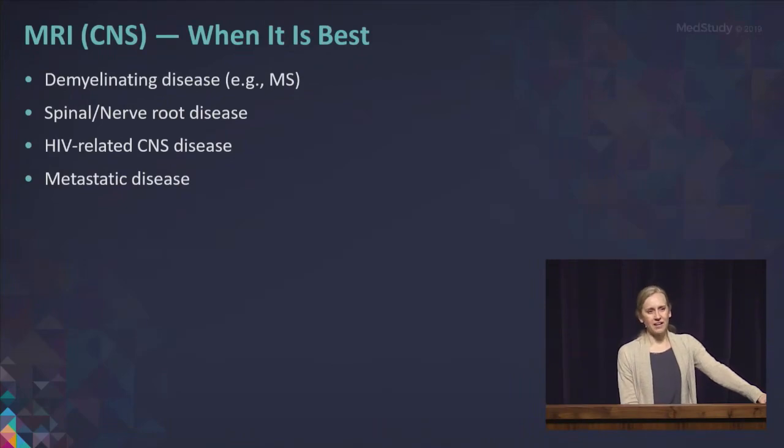But for an MRI, it's really better for almost anything where you're trying to really assess the brain parenchyma. So this is going to be demyelinating disease, anything in the spine, HIV-related CNS disease, trying to find brain metastases in a cancer patient. In all of these situations, MRI is better.